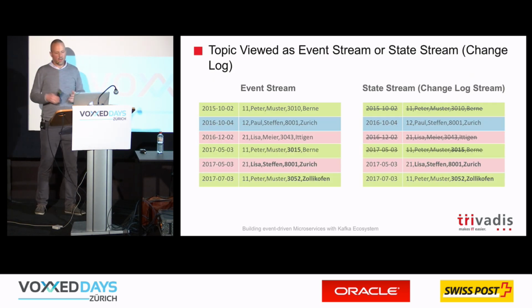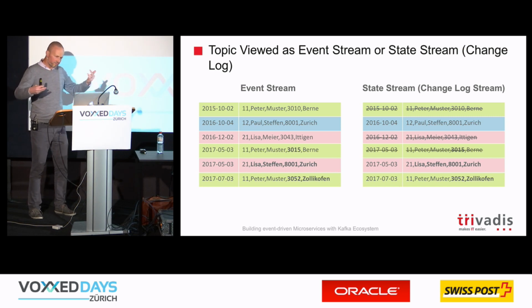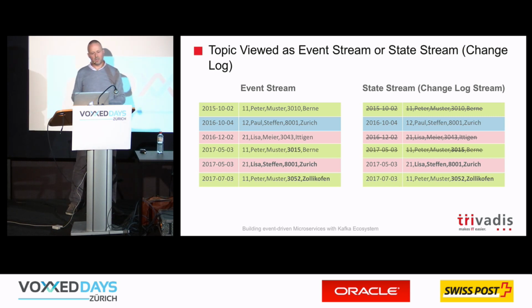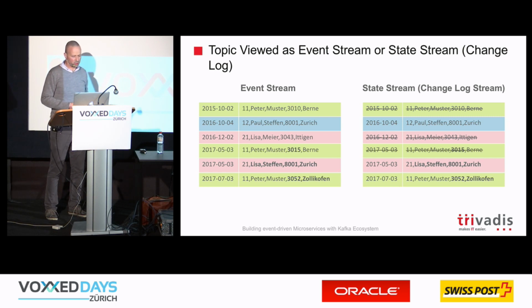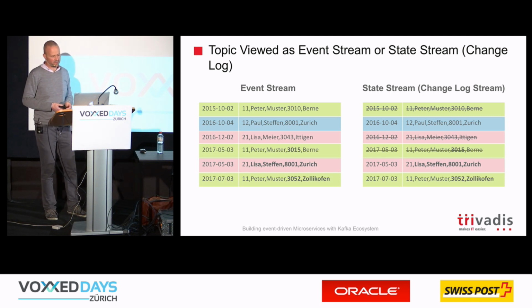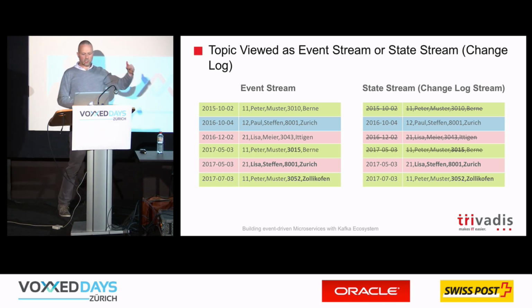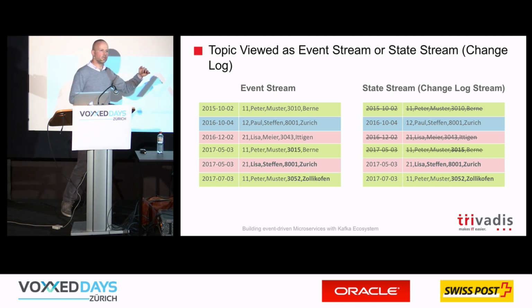What does it mean? In these systems, you have two different events or two different streams. One is an event stream, where we just get all these single events. Now here it's on, let's say, person level. So Peter Muster, he got added in October 2015, and then he got changed in May 2017, and then again in 2017. So we have one insert and two updates for person 11. Person 12 only had an insert, and this is the event view.